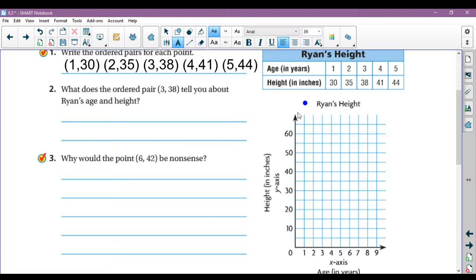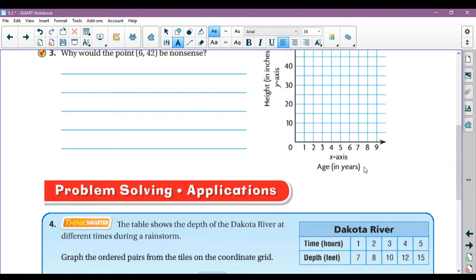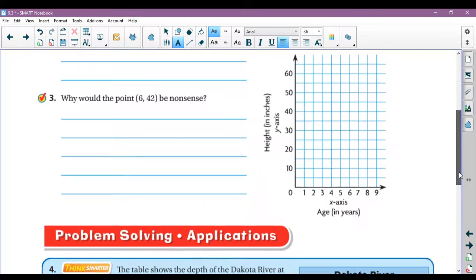Let's go ahead and plot these. What I did is I created an infinite cloner here for my dots so that I could put them on our grid. And if you look here, you can see you have the age in years, and that's our x-axis. And then his height in inches is the y-axis.